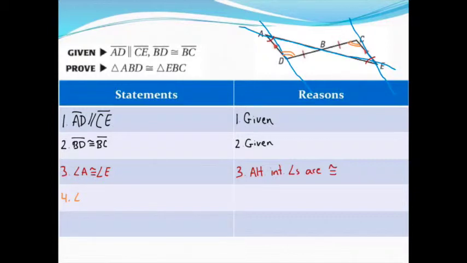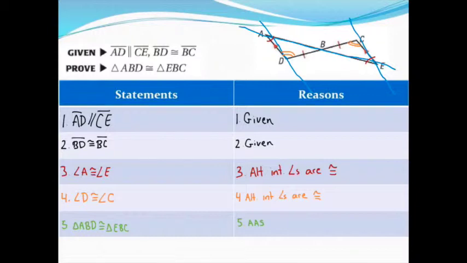I can do a similar thing for angles B, D, and C. They're also alternate interior angles, and so I'll say that they're congruent for that reason. Taking a look at the diagram then, I have two angles and a side that is not between the two angles. So this is an example of angle, angle, side for why these two triangles are congruent to each other.